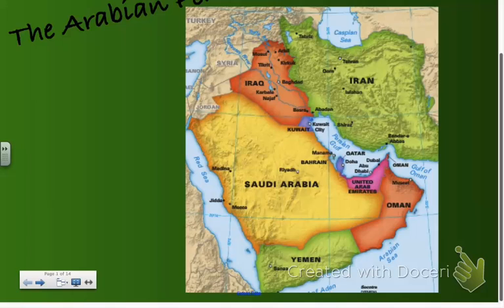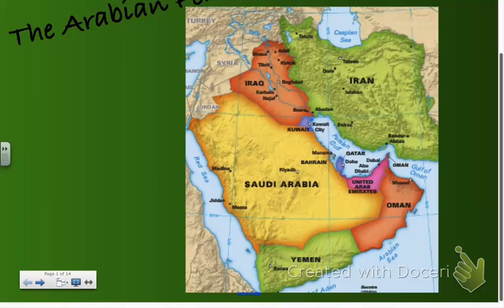Now remember, the physical features are the features that are naturally occurring. They're not man-made, but naturally occurring. Go ahead and take some time, see how many you can identify on this map. Very good.